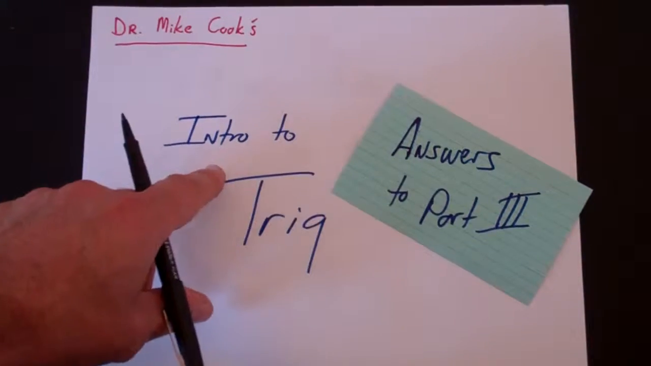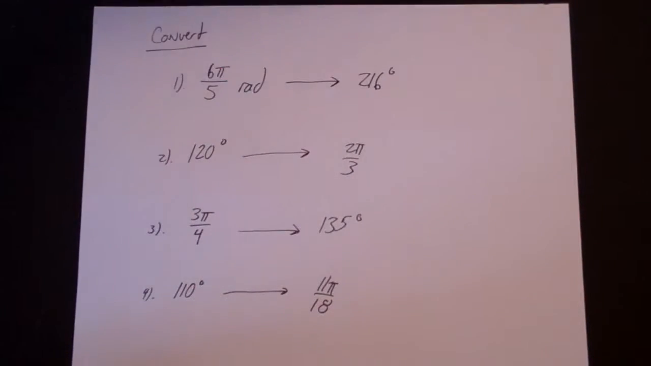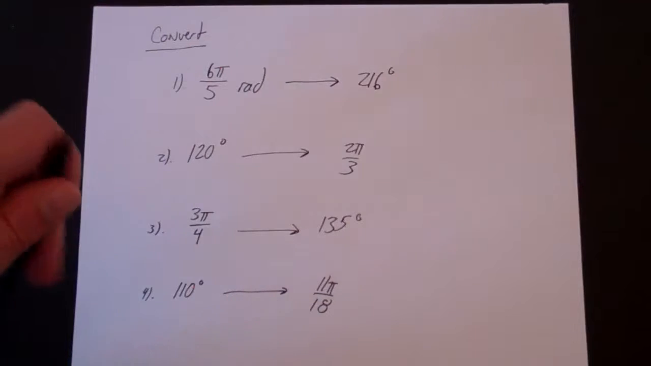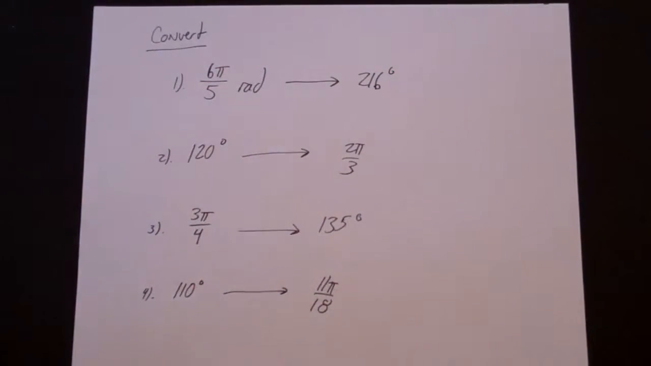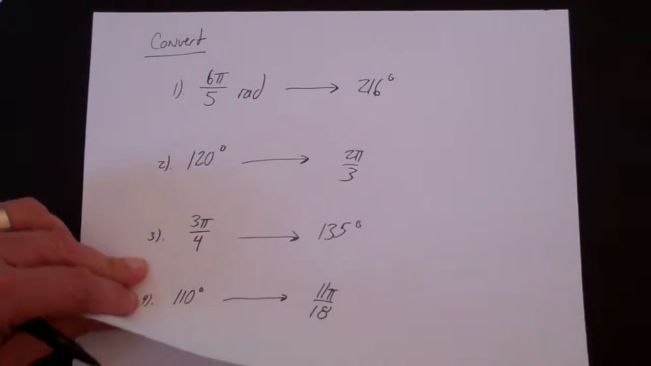At the end of part 3 of Intro to Trig, I asked you 4 different questions, and these are the answers to those questions. What I wanted you to do is convert the following angle measures either from radians to degrees or from degrees to radians, and I'm just going to go through each one of these examples.